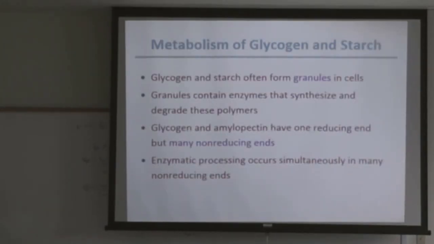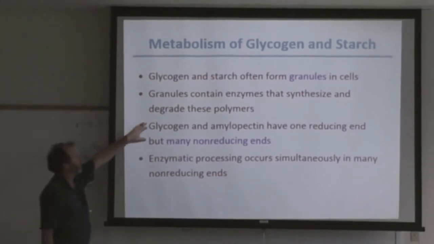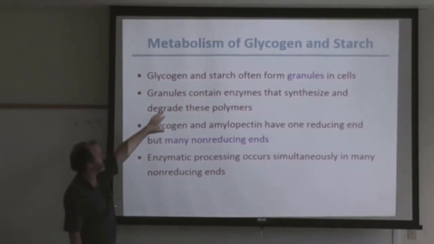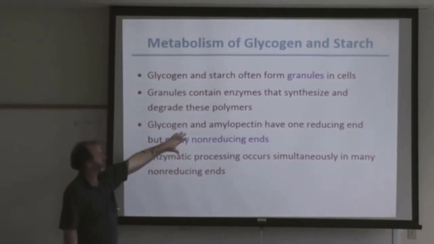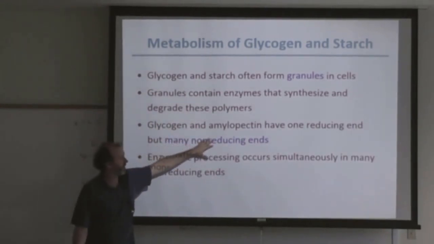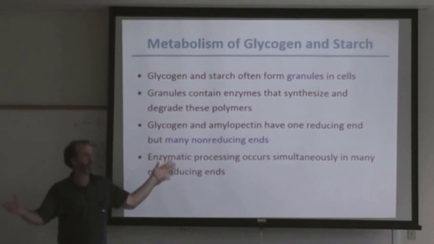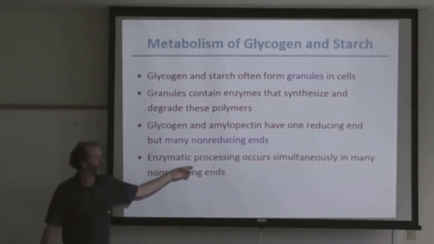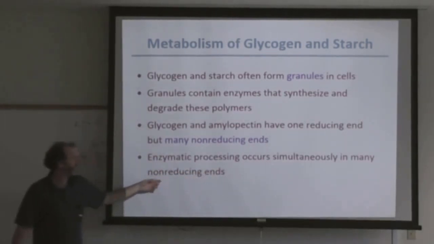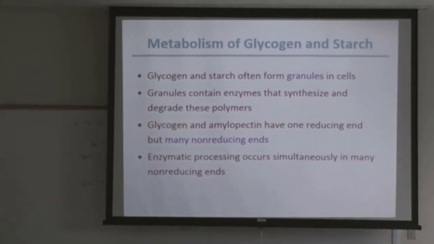So metabolism of glycogen and starch. Glycogen and starch often form granules in cells. Granules will contain enzymes that synthesize and degrade these polymers. Glycogen and amylopectin have 1 reducing end but many non-reducing ends. So the enzymatic processes occur simultaneously at many non-reducing ends. And that's what I was just saying, how you can cleave off a number of those non-reducing ends at once.